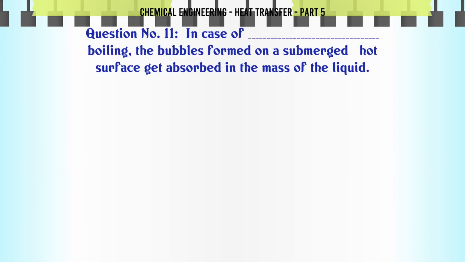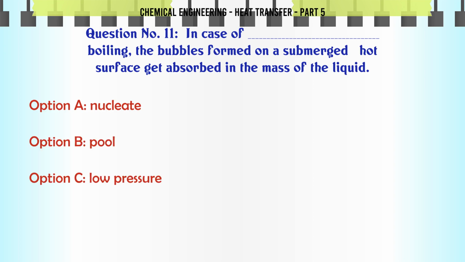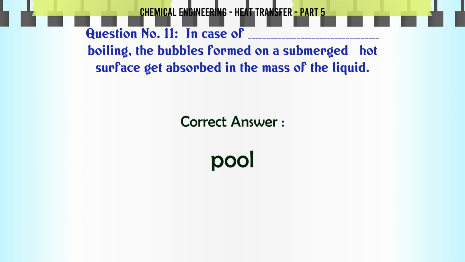In case of boiling, the bubbles formed on a submerged hot surface get absorbed in the mass of the liquid. A. nucleate, B. pool, C. low pressure, D. none of these. The correct answer is pool.